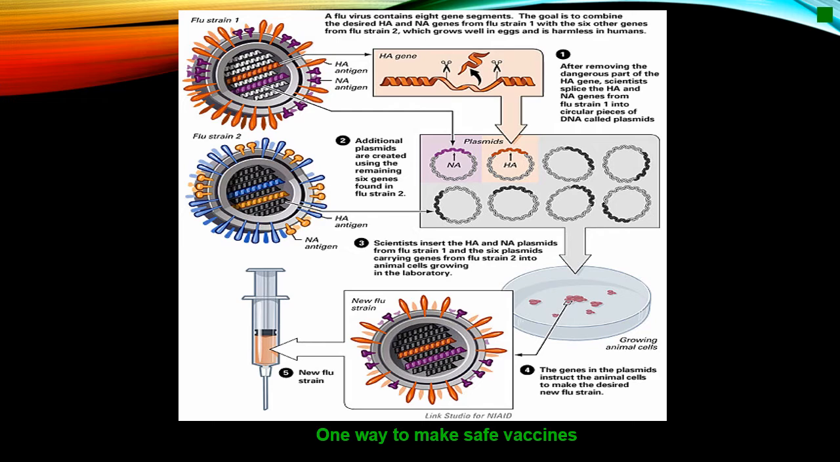And then they insert that and grow them until they get enough of the virus produced inside these animal cells, because they usually grow them in animal cells in the lab. And then they harvest out those flu strain 2 viruses that now have the protein from flu strain 1, and they could use that in the vaccine to give to people.